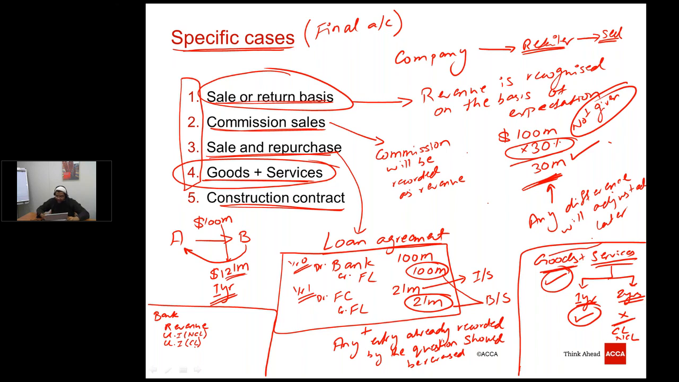Harsh is asking why it is a financial liability. Because this is a loan. A loan is a financial liability, an obligation to deliver cash. So all answers are done.